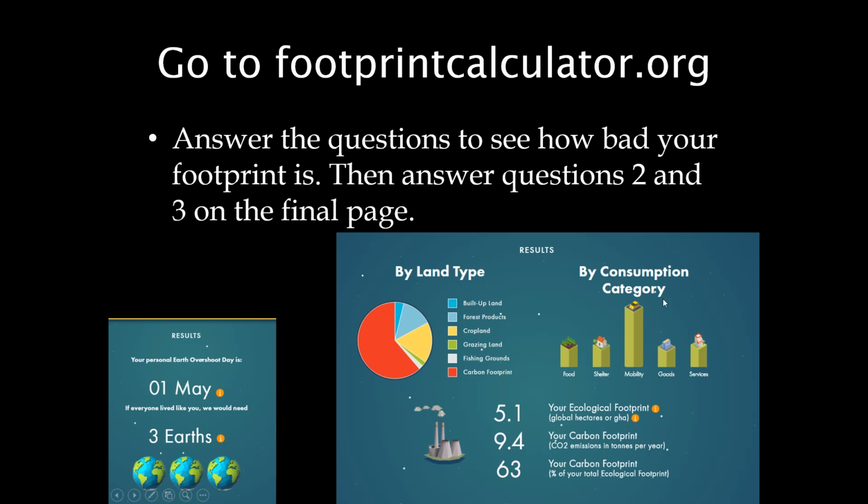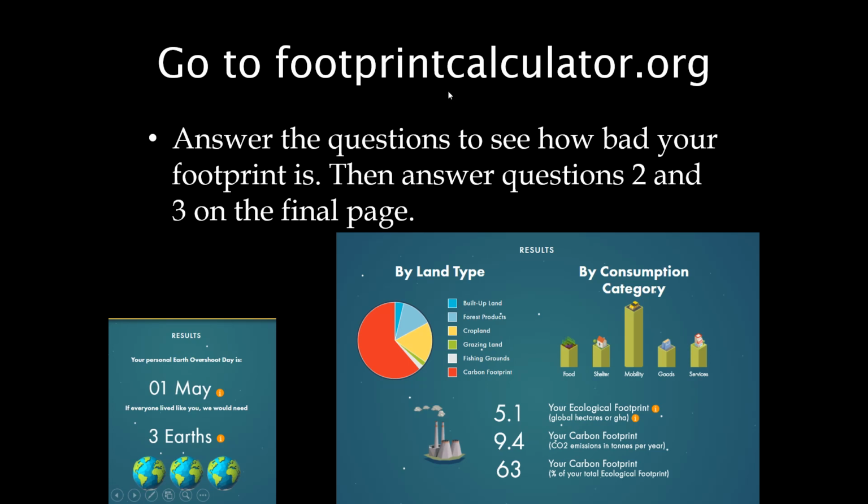What I want you to do, though, is answer all the questions for yourself, and what I ask you for on the quiz at the back is what is your Earth Overshoot Day, and then what is your ecological footprint, and you can find that, like it gives it to you on a separate page, and so that is my ecological footprint in hectares.